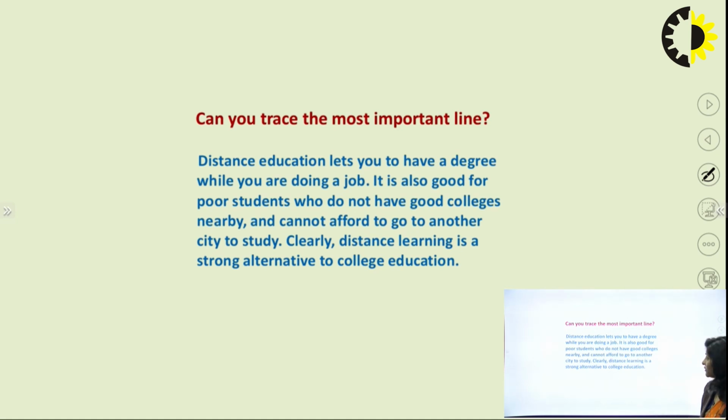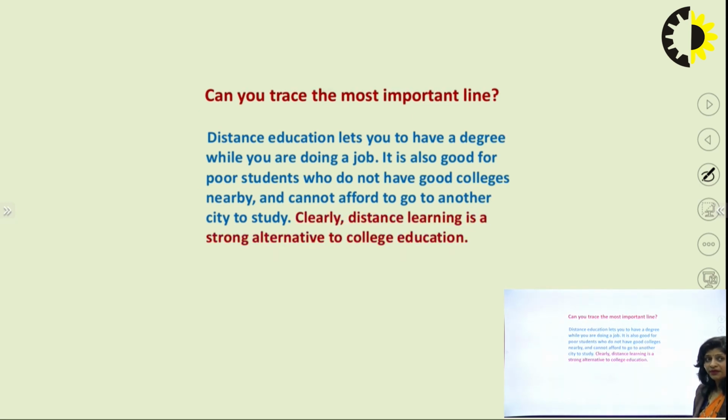So we try to find out the most important line in this. Obviously it's talking about distance education, that is a key word, and it's talking about the benefits of distance education in the whole paragraph. So I think it's easy to trace the most important line in this paragraph. Distance learning is a strong alternative to college education, and this I have mentioned at the end of the paragraph.